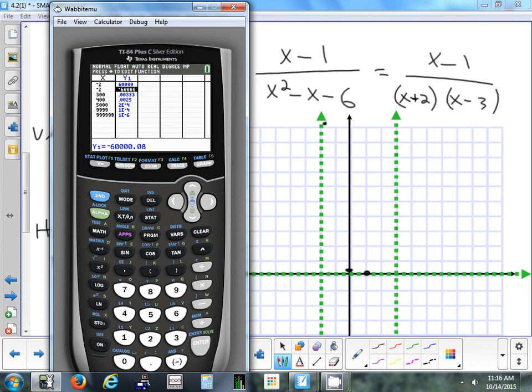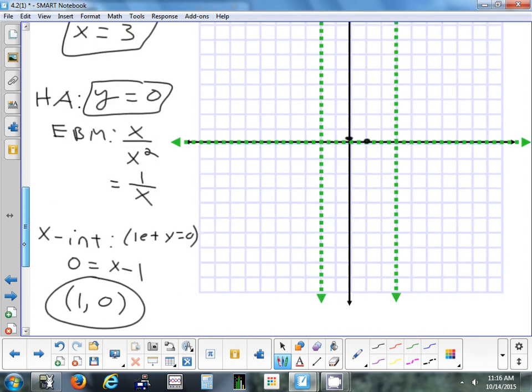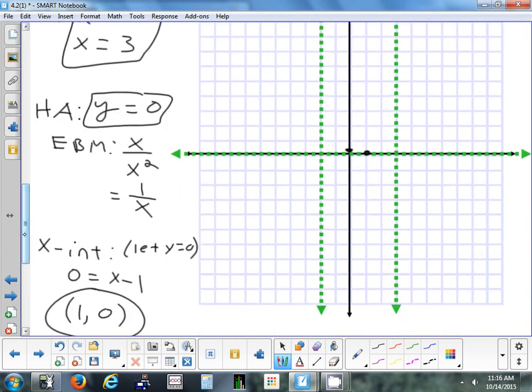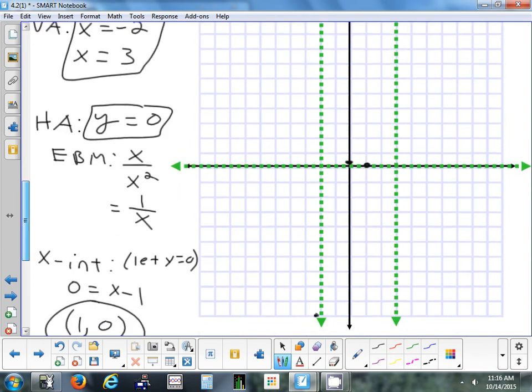Let's try a number like negative 2.0000001, even closer. Now we're at negative 600 million. It's just going up to infinity. Yeah, negative infinity. So this is dropping off way down here to negative infinity.